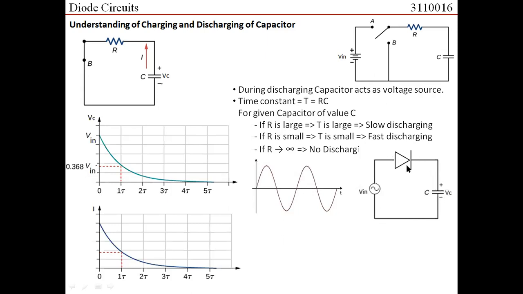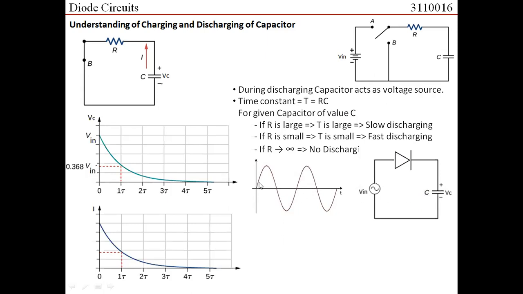Now, considering the diode to be ideal, if its resistance is zero, the charging time constant of the capacitor would be zero. Why? Because on what does the time constant depend? Time constant is R into C. What is the resistance in this circuit? The resistance can only be the resistance of this diode, and we have considered it to be ideal, so the resistance is zero. So the time constant is zero, and the charging would be immediate.